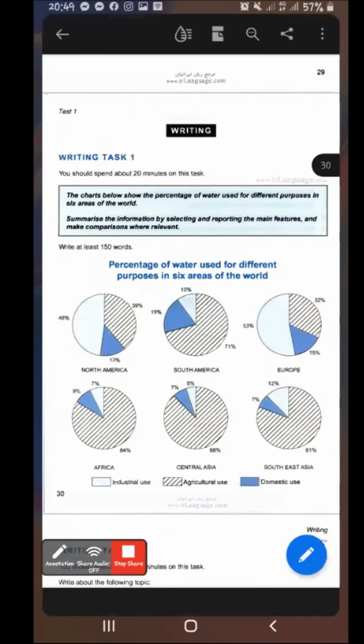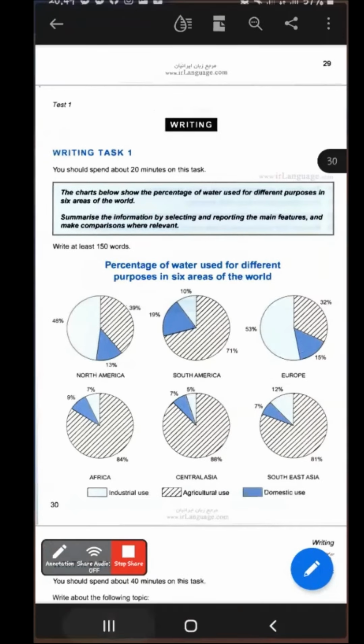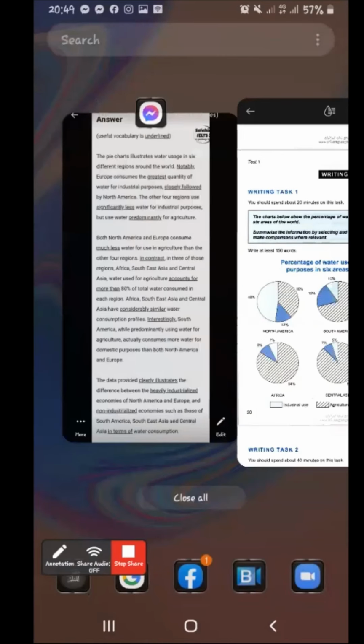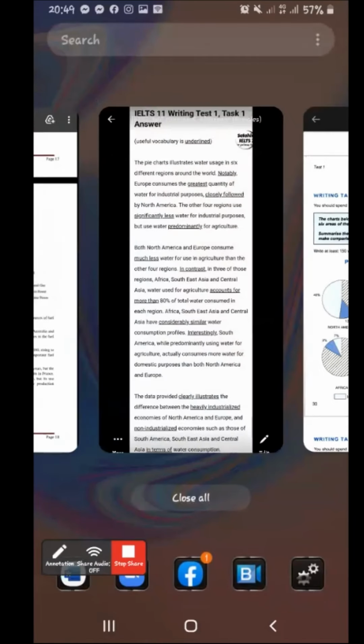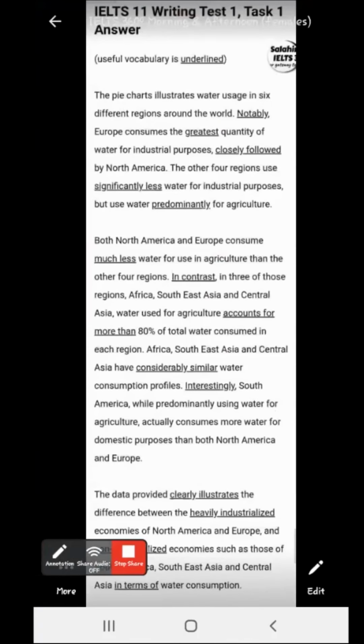You can see that the charts below show the percentage of water used for different purposes in 6 areas of the world. When you paraphrase it, you can write in this manner: The pie chart illustrates water usage in 6 different regions around the world. Notably, you can see all these words that are underlined. These are quite useful for your vocabulary purposes.